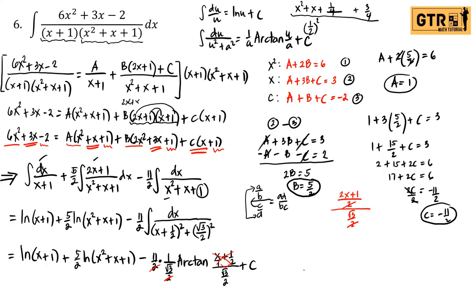So therefore, this is the final answer: ln of x plus 1 plus 5 over 2 ln of x squared plus x plus 1, and then minus 11 over square root of 3 arctangent of 2x plus 1 over square root of 3, plus the constant of integration c. So this is our final answer.